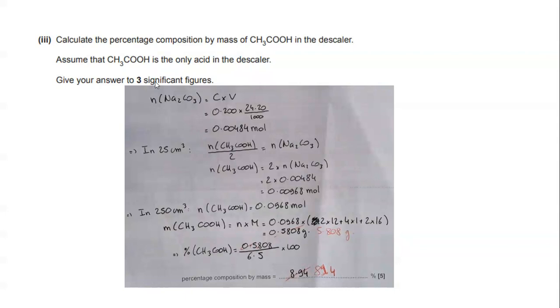We have the mass, we have the molar mass and the number of mole. We can therefore calculate the mass of CH3COOH, which is 5.808 gram, and then we know that to calculate the percentage in mass is going to be the mass of CH3COOH divided by the total mass of the product times 100, which is 89.4%.